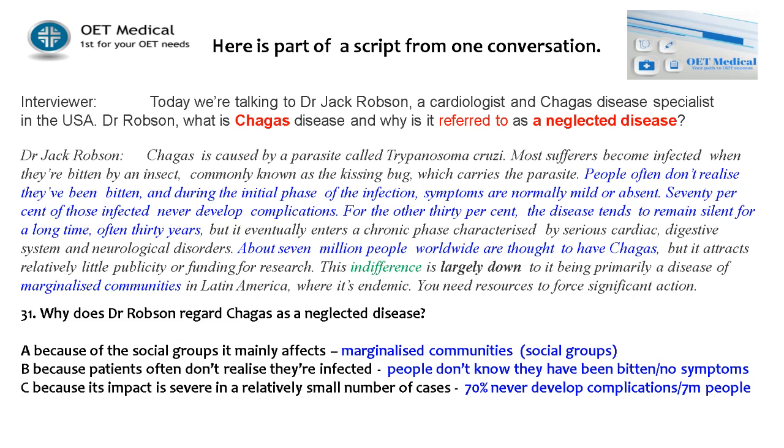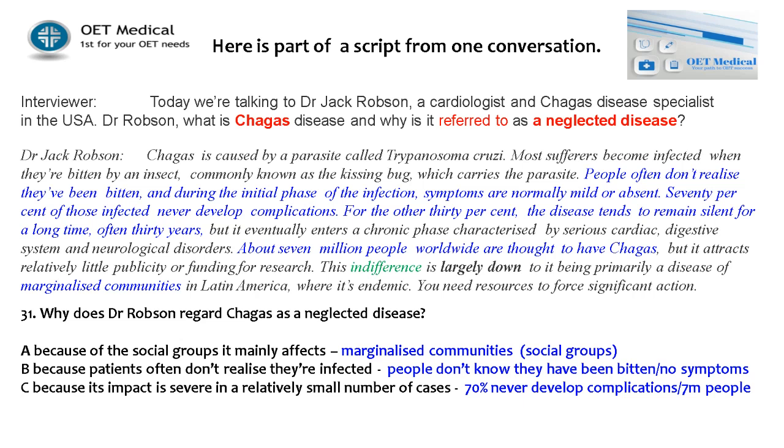So we can look at this word, because this is the paraphrase of neglected. So let's read this. It says, this indifference, or we could even say this neglect, we could actually replace one word for the other word. This indifference is largely down to it being primarily a disease of marginalized communities in Latin America, where it's endemic. You need resources to force significant action. So we could say that it's a neglected disease because of the social group it affects. Marginalized community. A community is a social group of people.